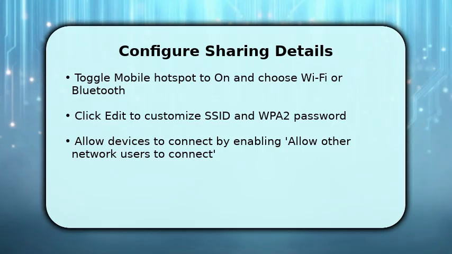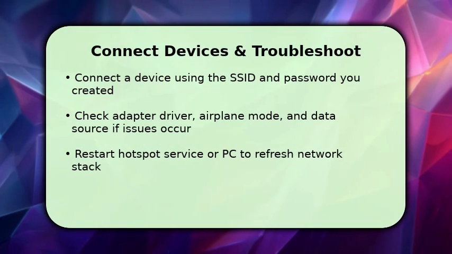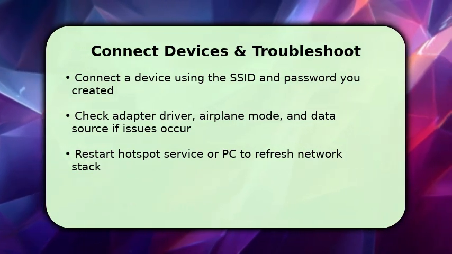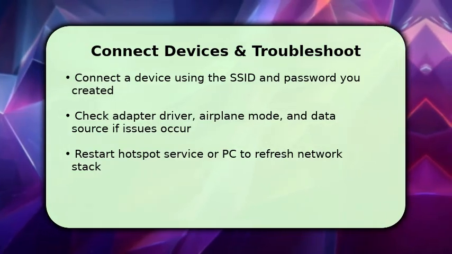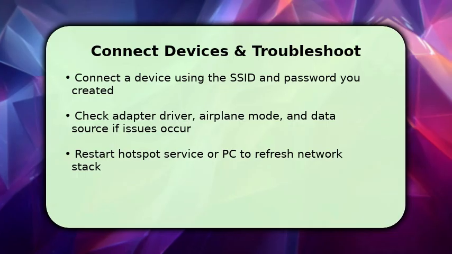With the hotspot live, connect a phone or tablet using the SSID and password you configured. If a device can't connect, first confirm the adapter driver is up to date and that airplane mode is off. These are common blockers. Make sure the shared source connection actually has internet.